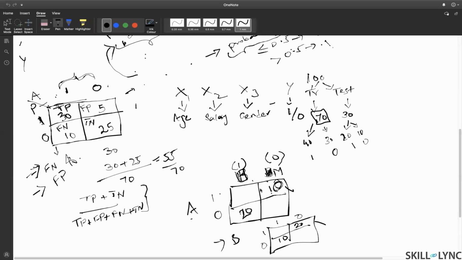Is it true positive? Is it accuracy? Is it false positive? Is it false negative? Did I clear some fundas by taking this example, guys? For our engineering examples, it's very simple. So why will there be error again in the training data set? See, for example, this is your training data set.